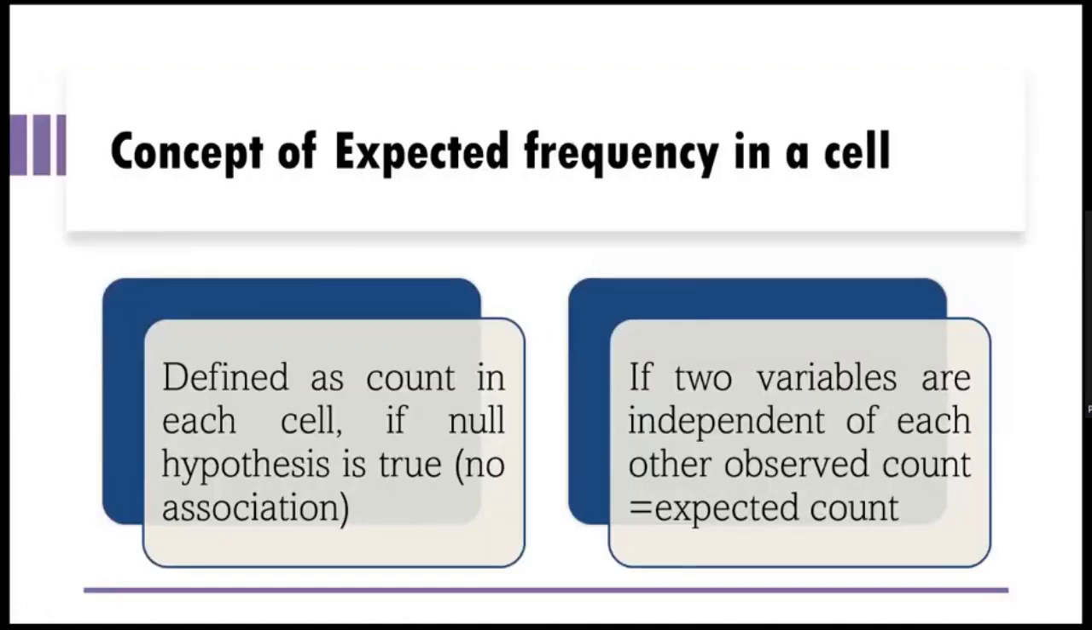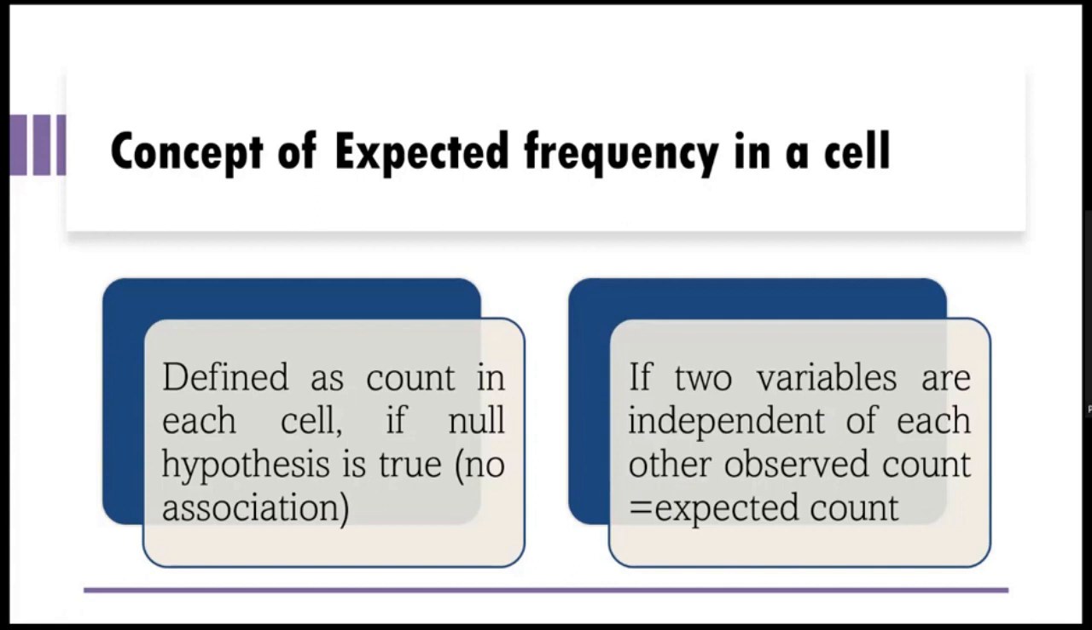Now the concept of expected frequency, although I have shown it: if you take the null hypothesis, you say that there is no relationship. So you take a proportion and define the count in each cell as if the null hypothesis is true, that means there is no association. If the 2 variables are independent of each other, then the expected count and the observed count will both be the same. So that's the concept of expected frequency in a cell.